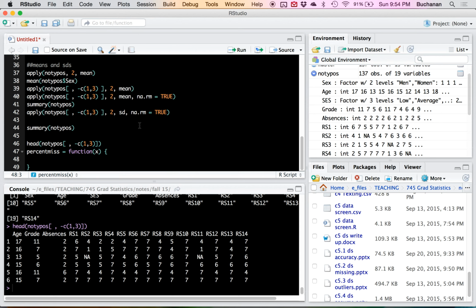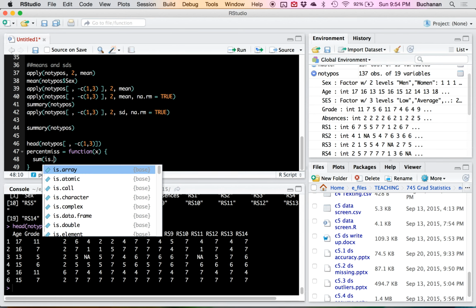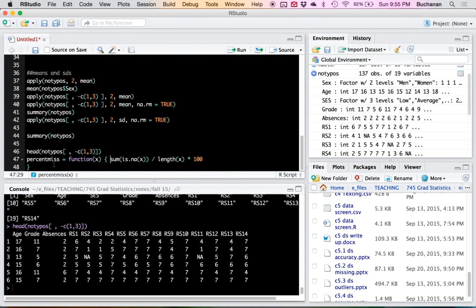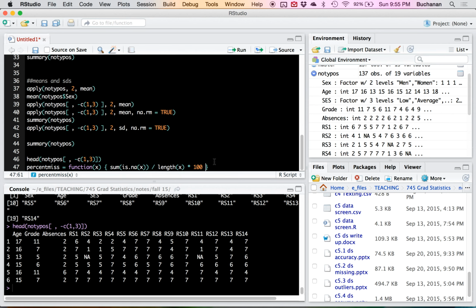So what did I do? I said I want to sum up the NA values of x. I want to divide by the length of x. And I want to multiply the whole thing times 100. Because R understands please excuse my dear Aunt Sally, that will go in order. But since it's multiplication and division, it's all the same, really.